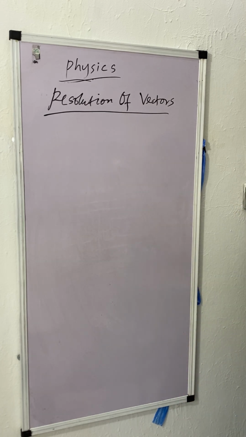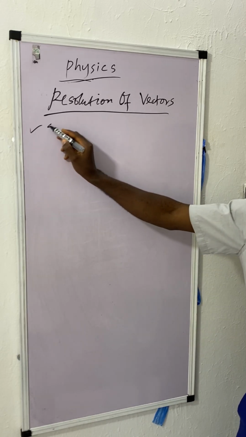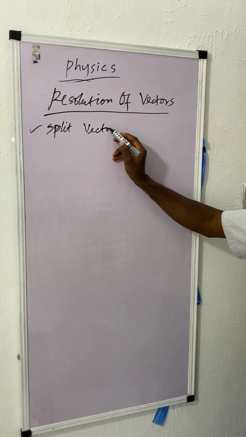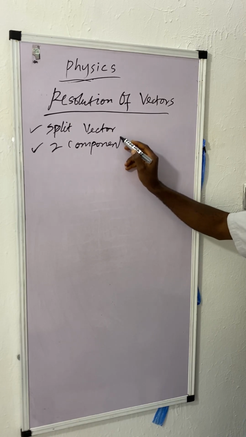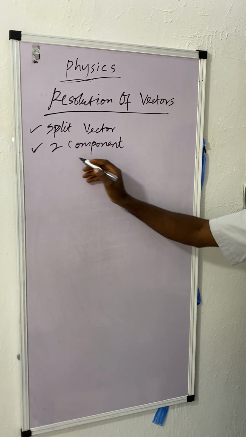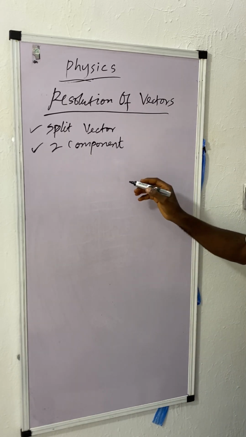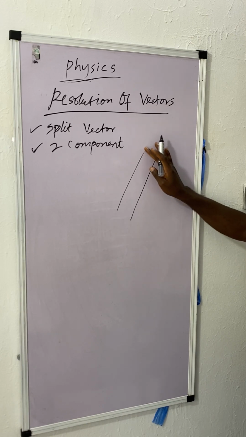We solve it by splitting a vector into components along two perpendicular directions. You split the vector into how many components? Into two components or two parts, along two perpendicular directions. So these two parts that you split it into should be along two perpendicular directions. What is a perpendicular direction? Like this.